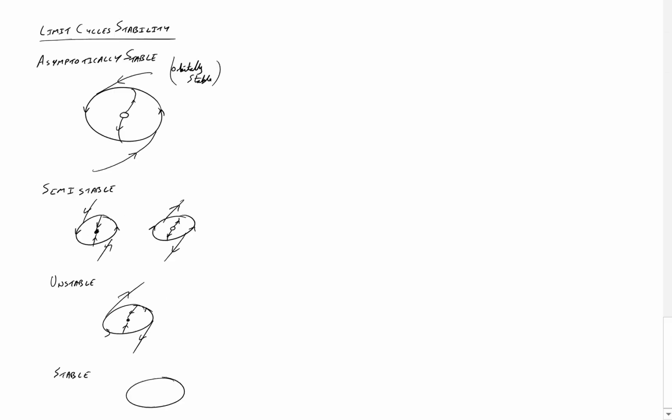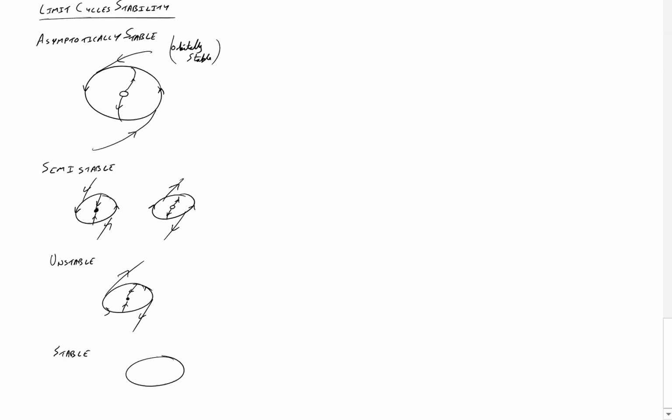You can have asymptotically stable, or orbitally stable, the same thing, where it heads towards it from both sides. Semi-stable, where it only heads towards the cycle from one side. Unstable, where it heads away from it from both sides, and then stable is just where it stays there. All right, so that's pretty much everything I want to talk about: Poincaré-Bendixson. I'll do examples on them, but essentially they're the main ideas.